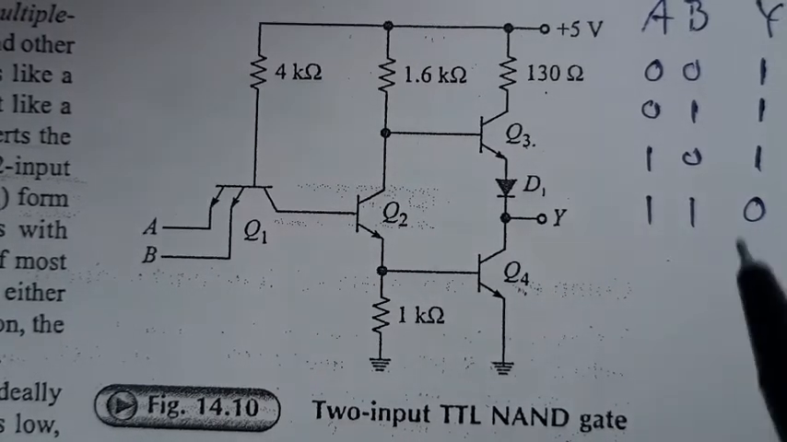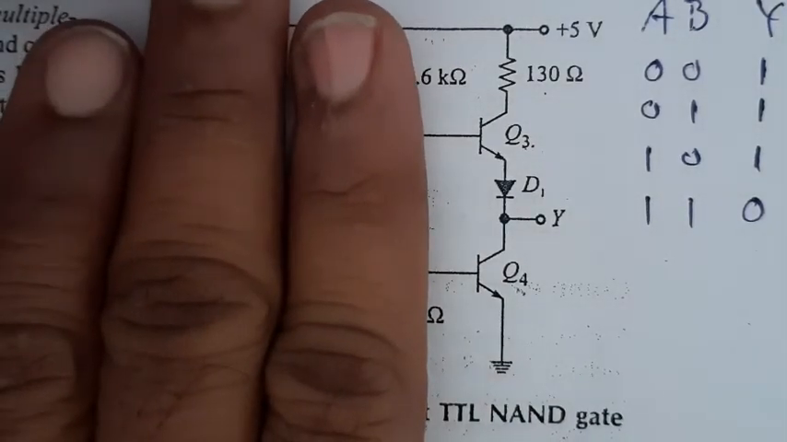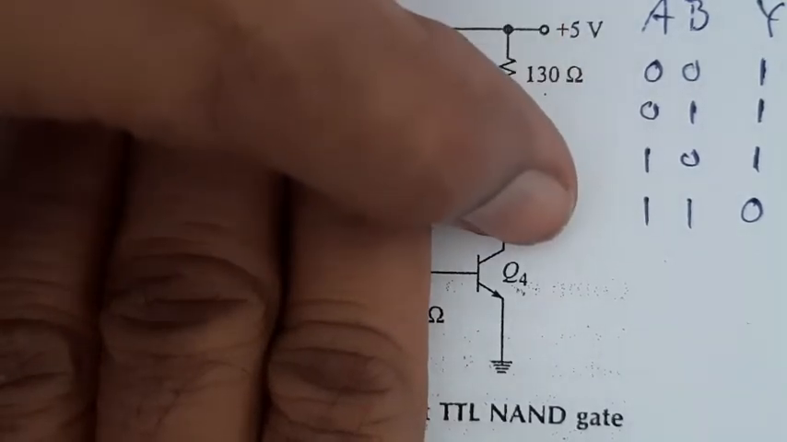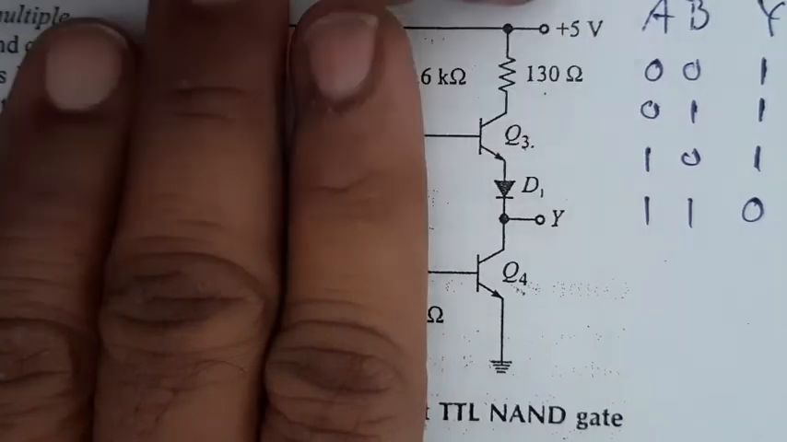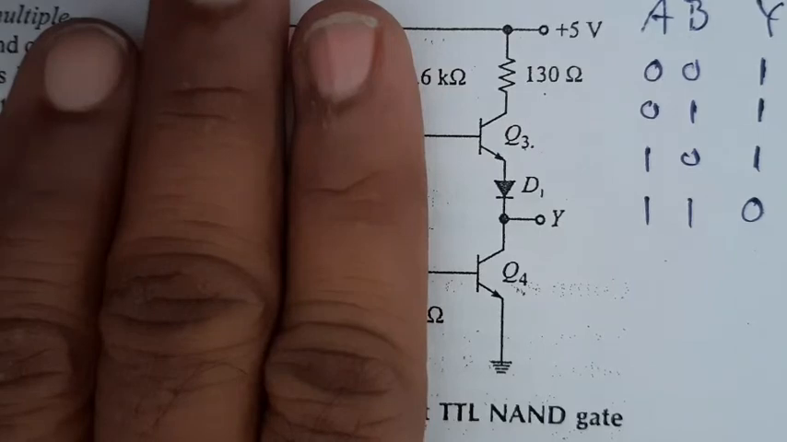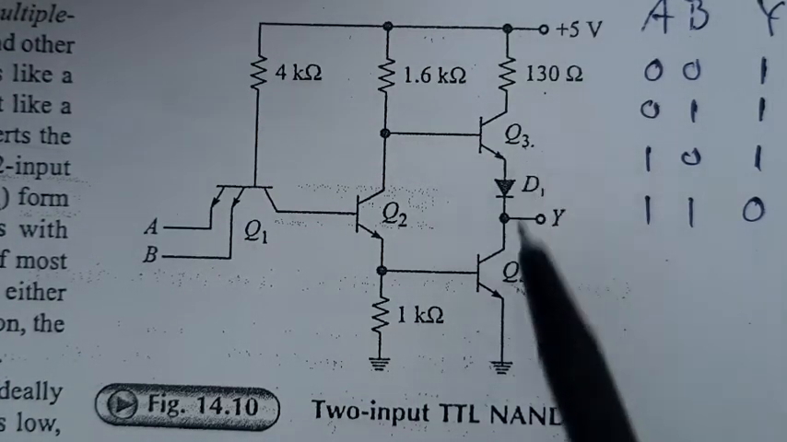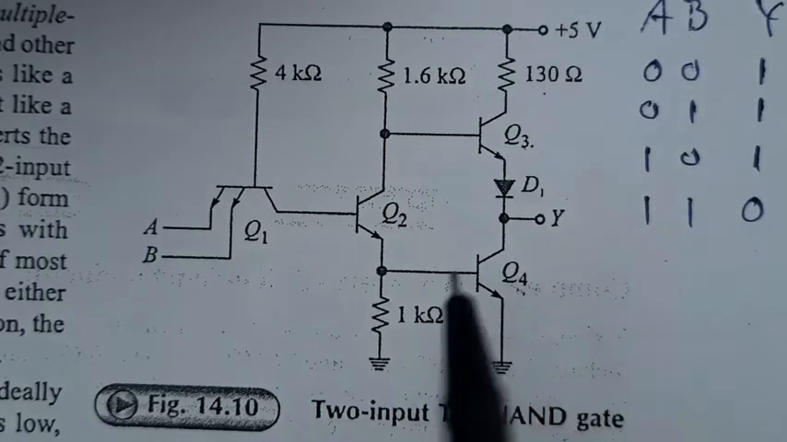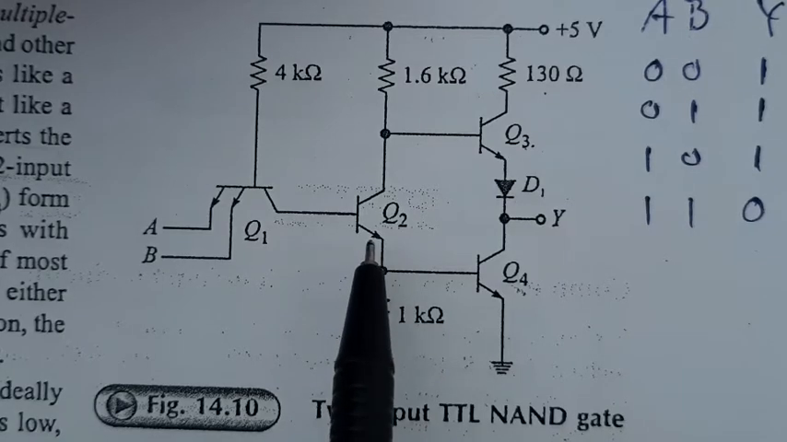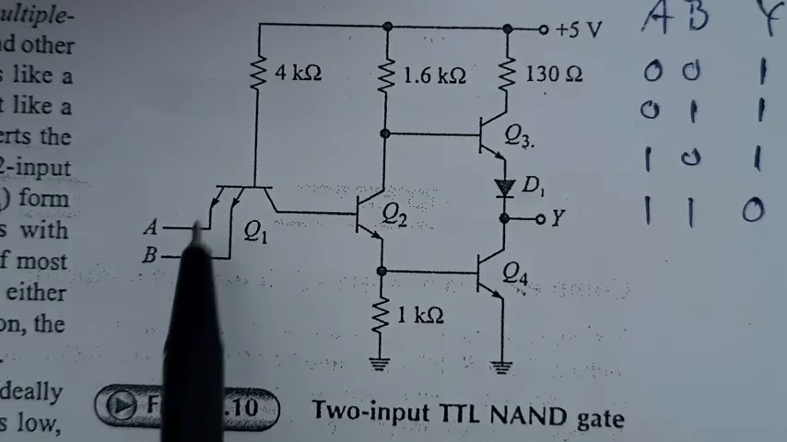And now we have already observed that the output of such type of TTL gate is totem pole arrangement, which is made up of transistor Q3, transistor Q4, then there is diode D1 and a resistance of 130 ohm. Okay, this is totem pole arrangement. Two transistors of totem pole arrangement, that is Q3 and Q4, are driven by a common transistor Q2. Now we will discuss working when A, B are 0 0, 0 1, 1 0 and 1 1.